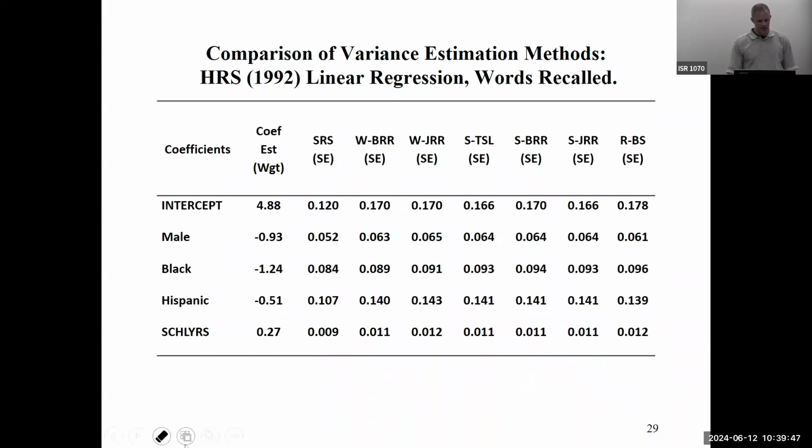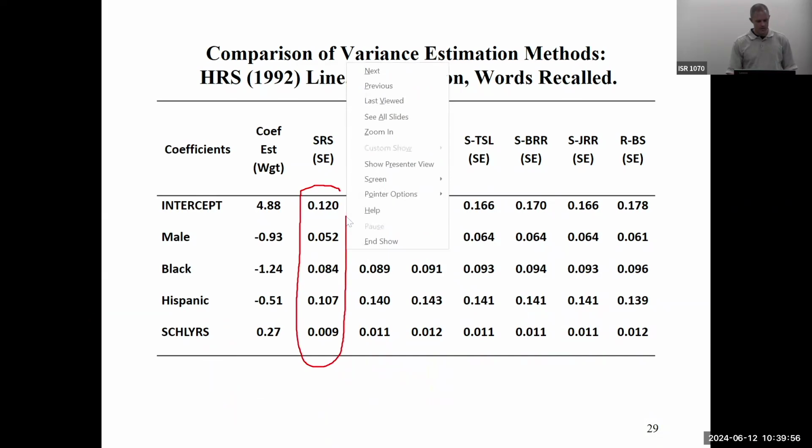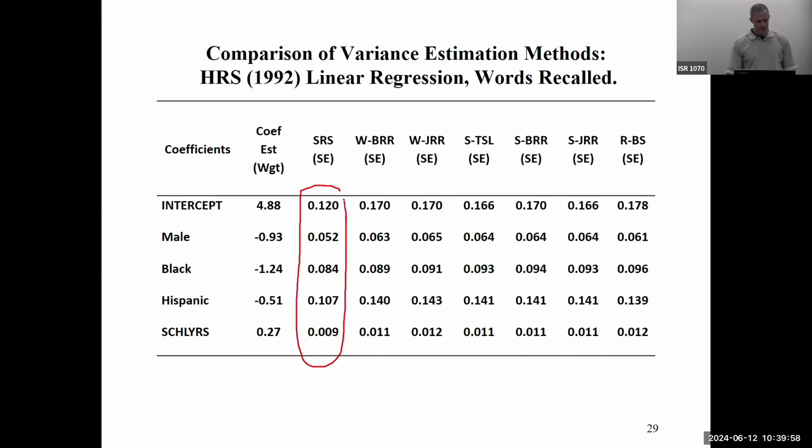And again, same story, okay? Compare the simple random sample column, where you're assuming that you have a simple random sample, to everything else, okay? Same basic story. Even for the case of regression, it doesn't really matter what technique you're using to estimate the design adjusted variance. It just matters that you're using it. That's the main takeaway point.